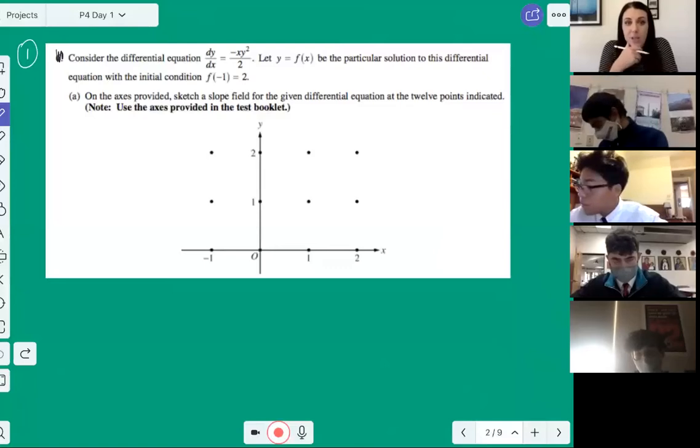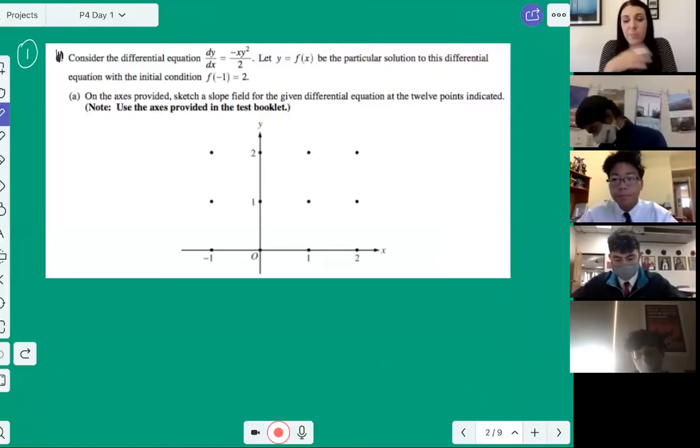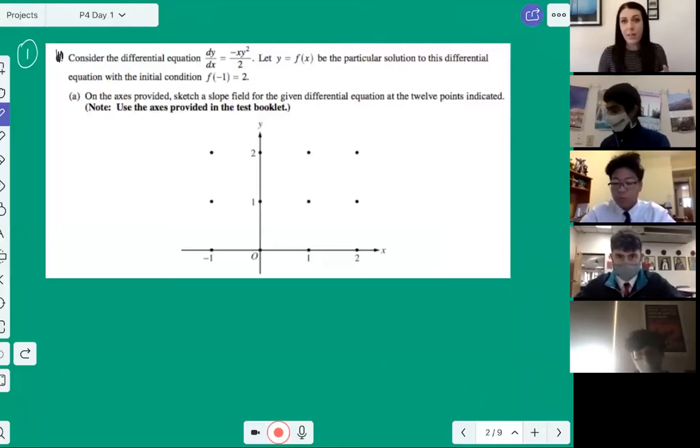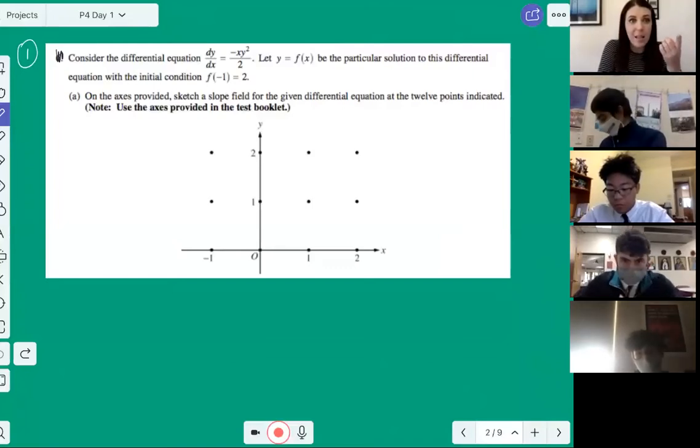Okay, so that equation gives us dy over dx, and then we also have an initial condition. Common mistake I see is students are so amped up to do those 6 things, separate, integrate, isolate, all that stuff, that they just start solving that right now. This is a 3-part question. We're only on part A, and on part A it says, on the axes provided, sketch a slope field for the given differential equation at the 12 points indicated.